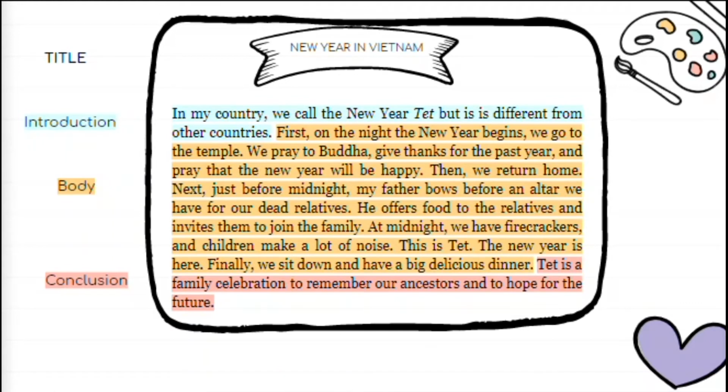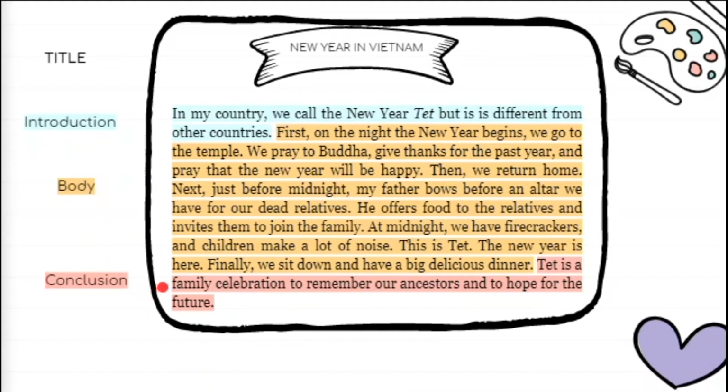To write a well-structured paragraph, you need a title, an introduction, a body, and a conclusion. The introduction is your topic sentence. It introduces the topic. Your body is an organized section of sentences, in plural, with good punctuation and organization that develops your ideas.